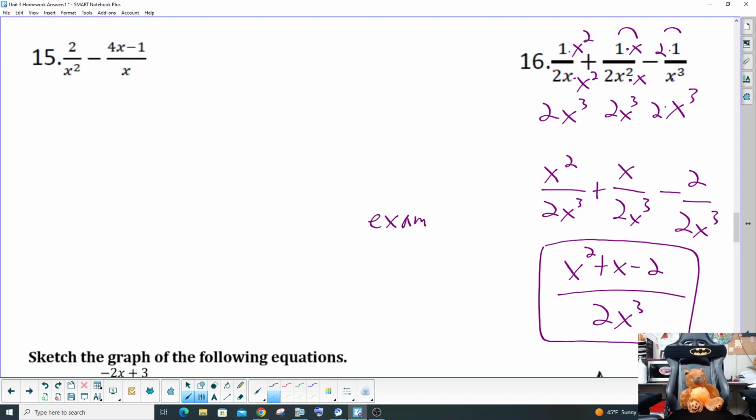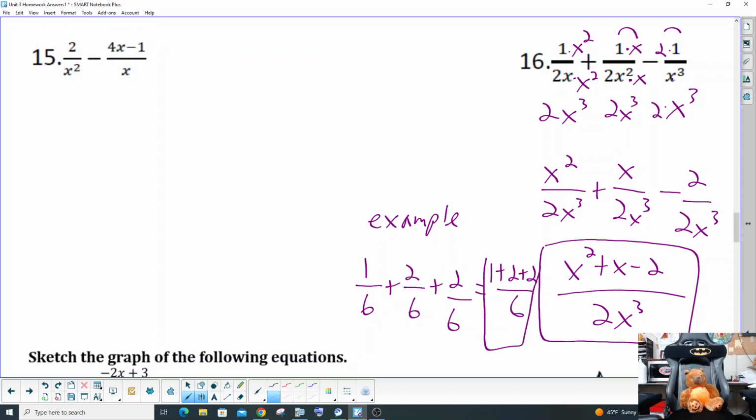For example, 1 sixth plus 2 sixths plus another 2 sixths. Well, that's 1 plus 2 plus 2, over 6. See? Combine the top over the bottom once. Because 1 sixth plus 2 sixths is 3 sixths, plus another 2 is 5 sixths. So it is 5 sixths. But we want to write it like that because we're dealing with variables. So that was just an example.